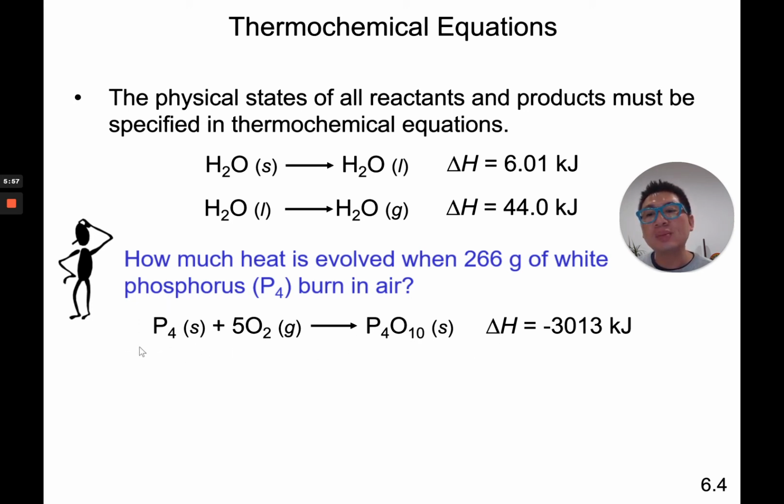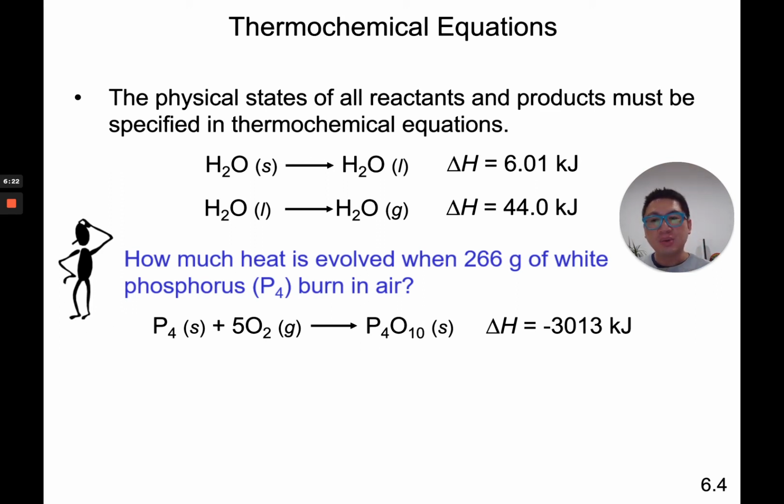It says 1 mole of P4, phosphorus, and 5 moles of oxygen, O2, turns into 1 mole of P4O10, and delta H is negative 3013. But negative means exothermic. It's going to give off 3013 kilojoules of heat for every 1 mole of phosphorus, 5 moles of oxygen, and 1 mole of P4O10.